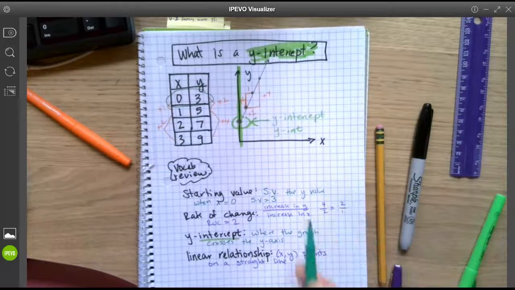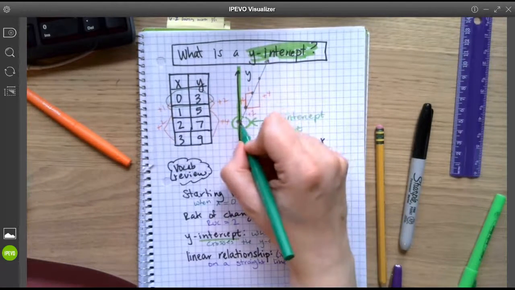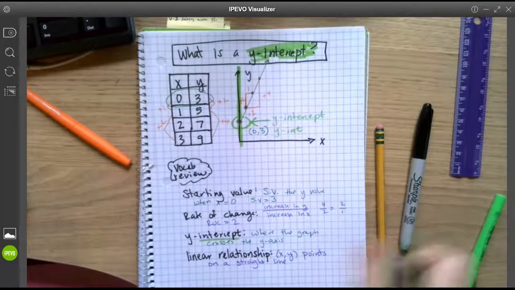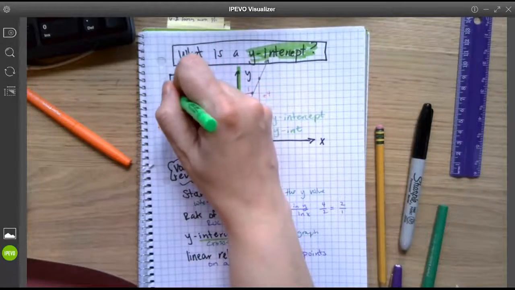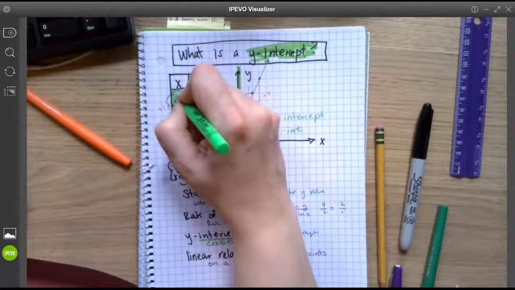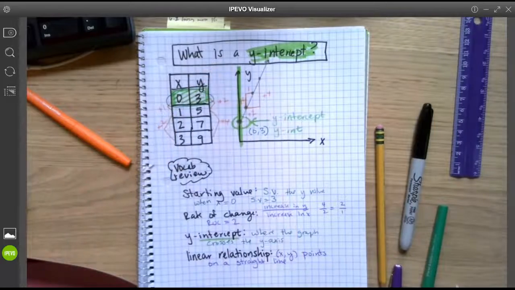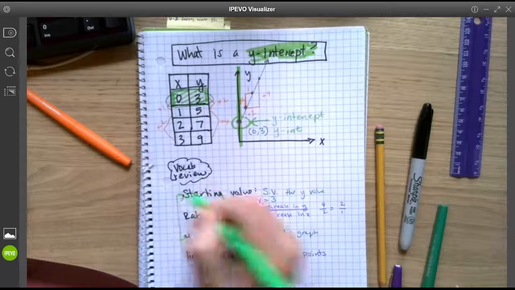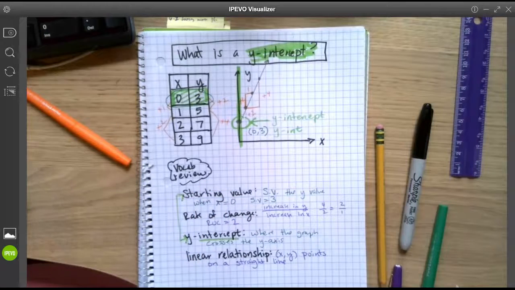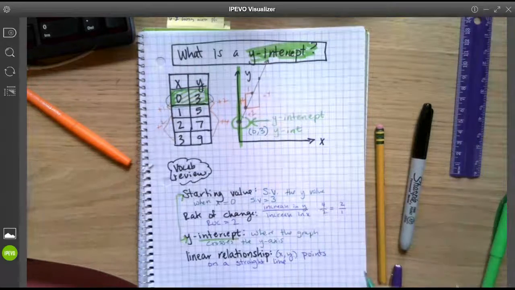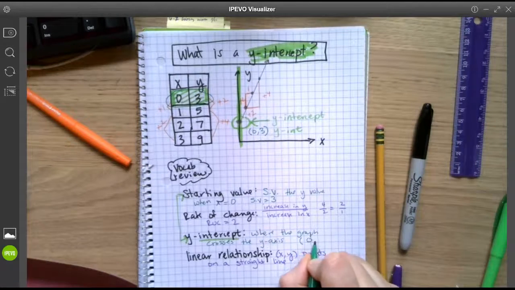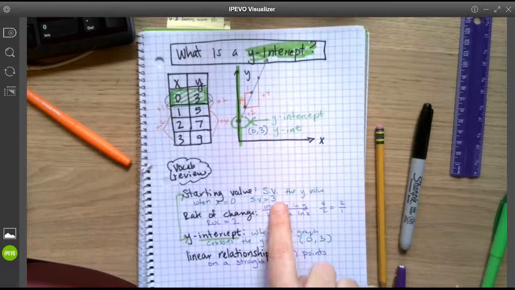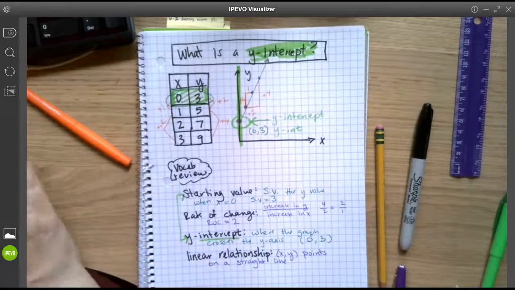And you should notice it crosses the y-axis, in this case, at the point 0, 3, which is the same point as the starting value. The starting value and the y-intercept are the same. Those are synonyms. They refer to the same point. Although the y-intercept, we normally refer to as an x, y point, so it's 0, 3, as opposed to the starting value is 3 because x has to be 0. I hope that's helpful.